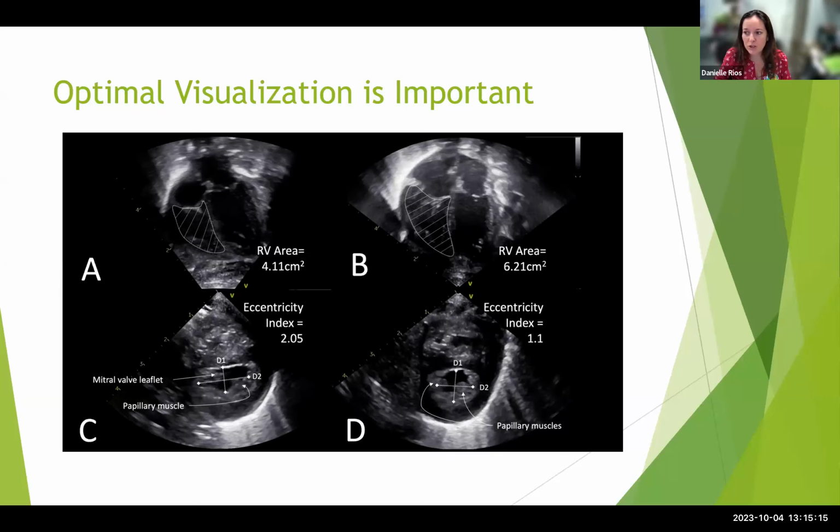However, when you fix your plane and fix your image, you can see in D, with the correct plane, which has both papillary muscles visible and no mitral valve leaflet, the eccentricity index is actually normal, and the septum is in fact round.